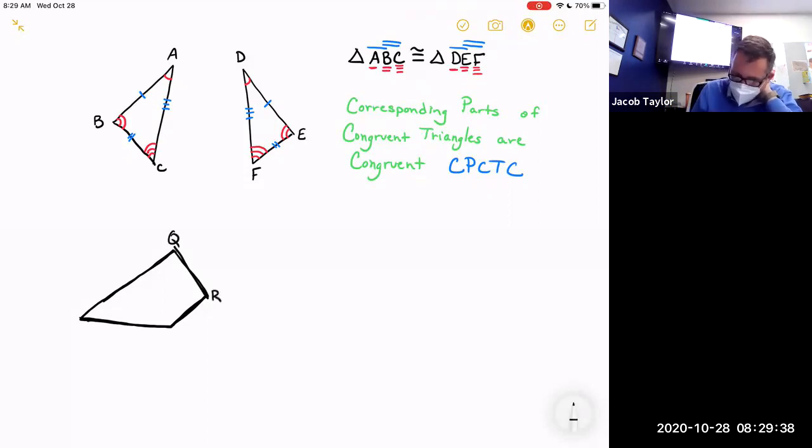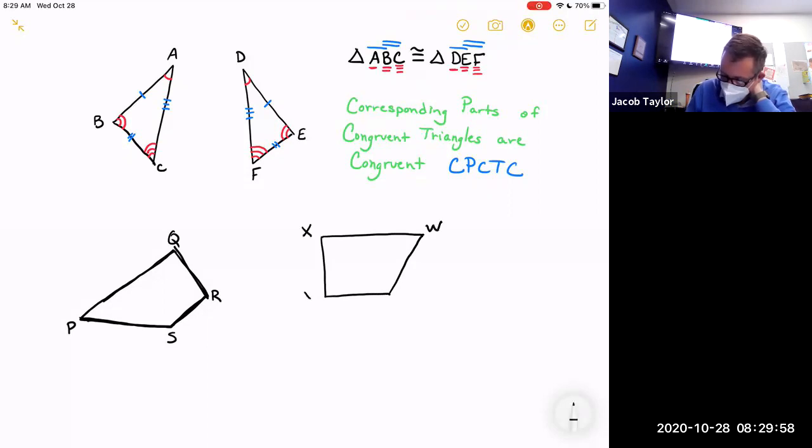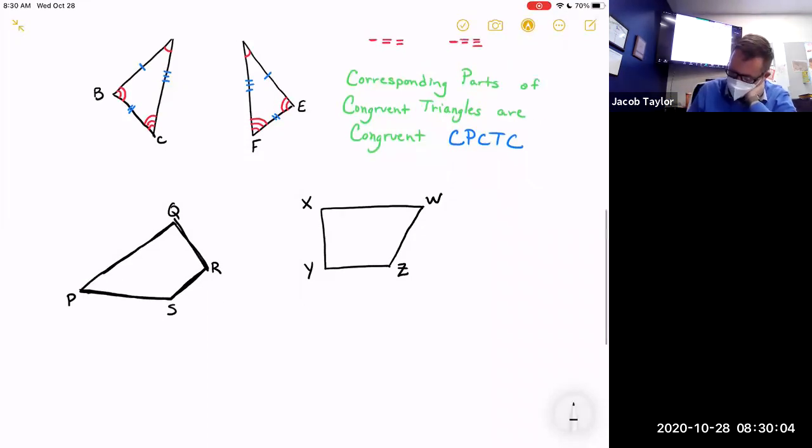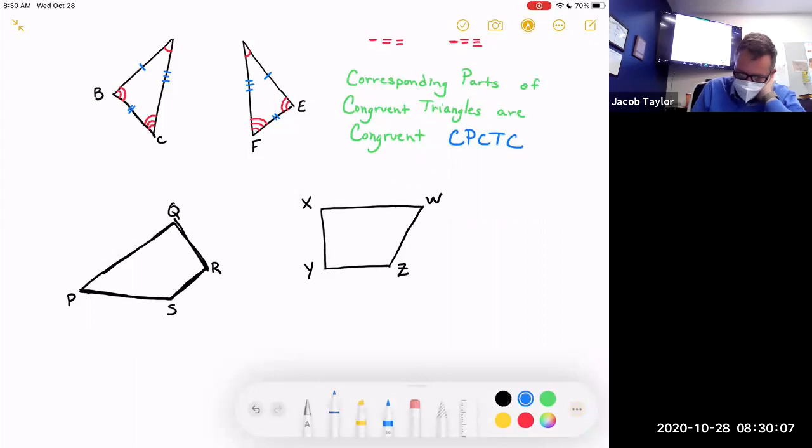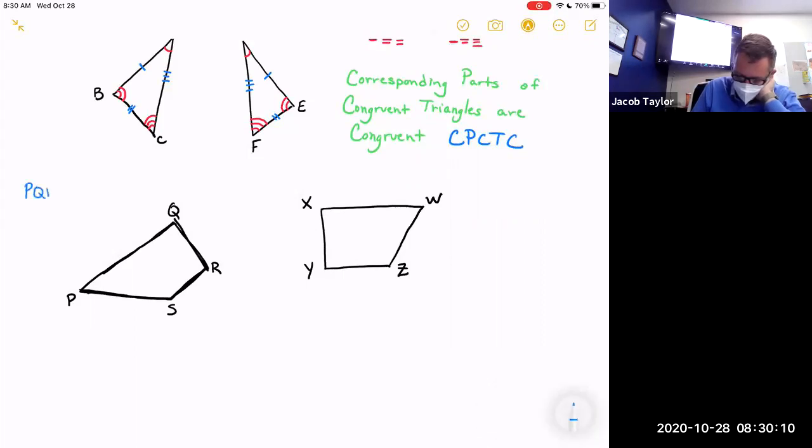We're going to call this quadrilateral QRSP, just to annoy Emily. That's not bad. I know, I just said it in the wrong order to bug you. And I'm just going to go ahead and tell you that these are congruent.